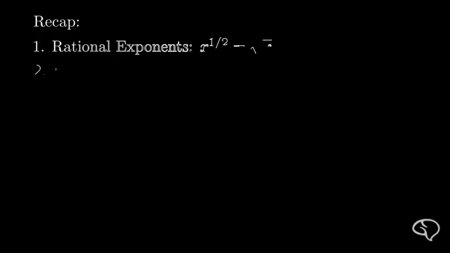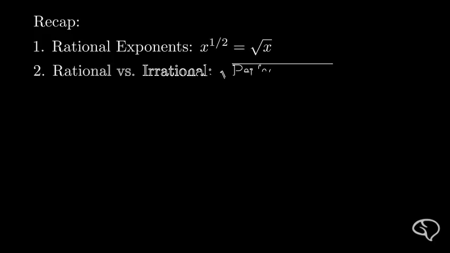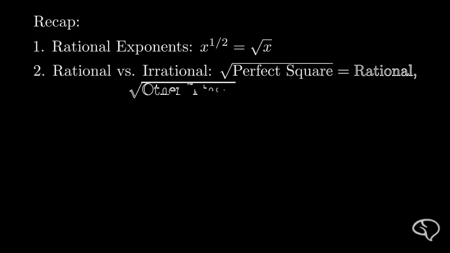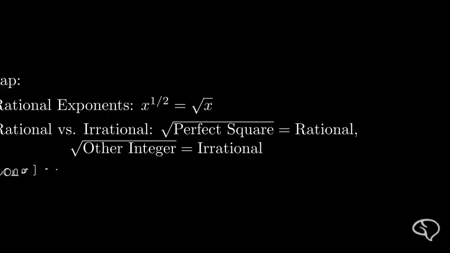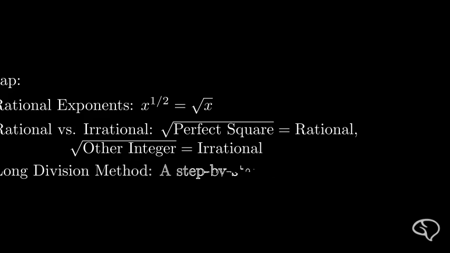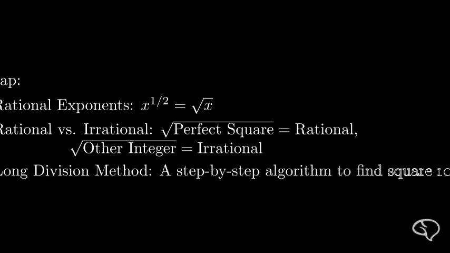Let's quickly recap what we've learned today. We started by connecting rational exponents to square roots, showing that x to the 1/2 power is the same as the square root of x. We then explored the difference between rational and irrational numbers, learning that the square root of a perfect square is rational, while the square root of any other positive integer is irrational. Finally, we learned the long division method, a powerful algorithm for finding the square root of any positive number to any desired precision. We saw how to apply it to integers and decimals.